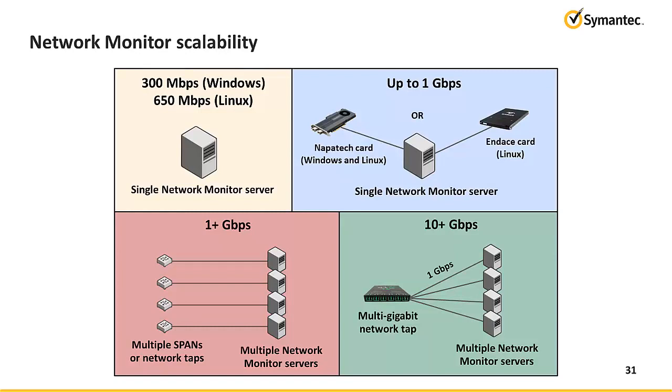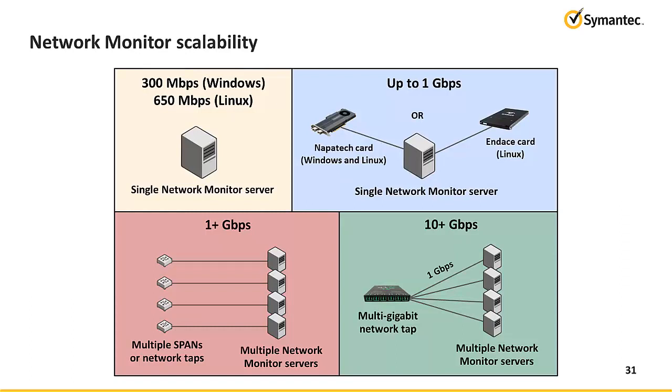As network traffic volumes increase beyond these levels, you can add dedicated packet capture hardware to your network monitor server, such as a Napatech card for Windows and Linux servers, or an Endace card for Linux servers. These devices are capable of capturing network traffic at volumes up to 1 gigabit per second. To use Napatech and Endace cards with Symantec DLP, you must install the necessary drivers and configure Symantec DLP to use the devices. For detailed instructions on these topics, refer to the Symantec Data Loss Prevention Administration Guide.